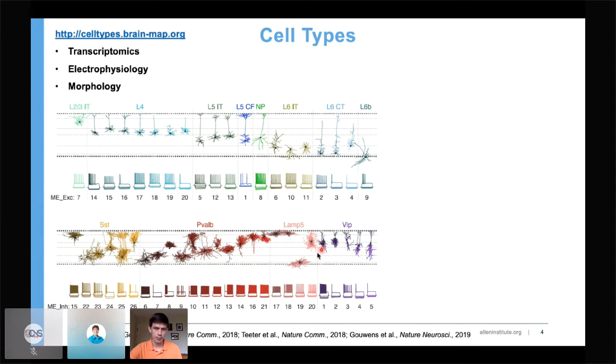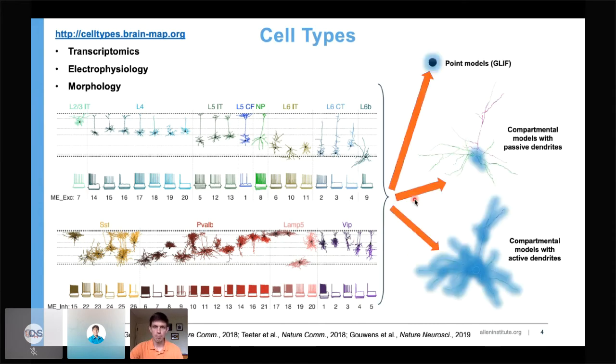And this figure shows classification of morphoelectric cell types in mouse V1. So it's from this paper that we published last year. So we found here, like Staci described, 20 types of excitatory morphoelectric types in mouse V1 and 26 morphoelectric types of inhibitory cells. Are we going to use all of these types to build our model?